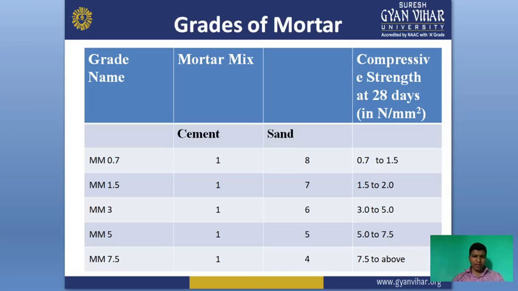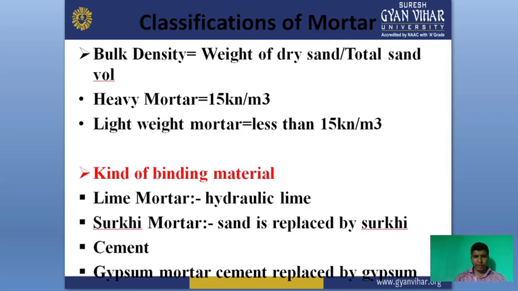So these are the other grades like mm5, mm7.5. mm7.5 gives us a compressive strength after 28 days that should be 7.5 or above 7.5 Newton per mm square. Now I will tell you in depth the classifications of mortar.